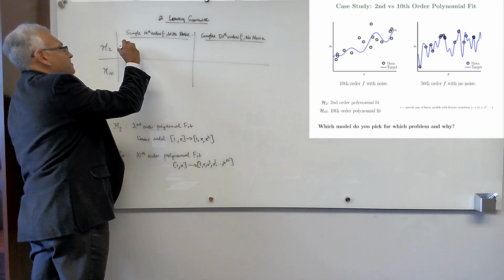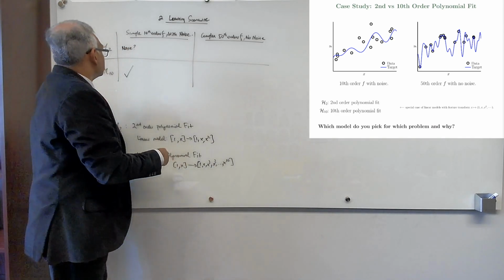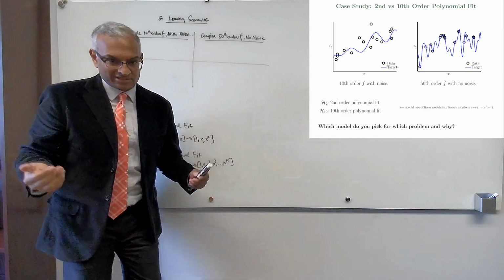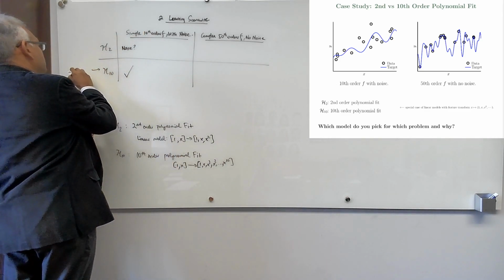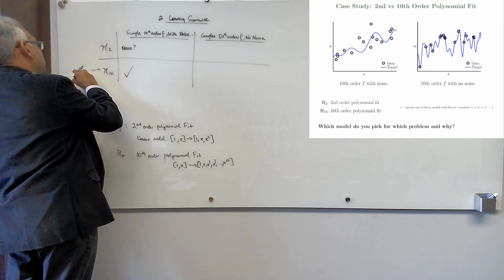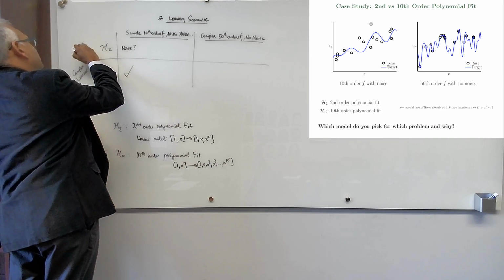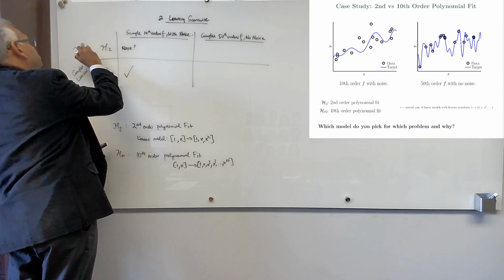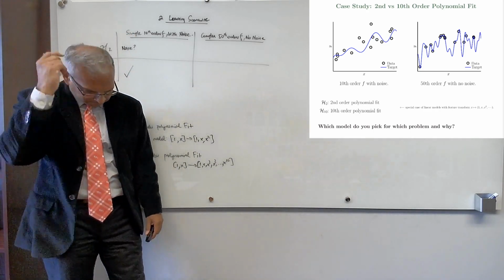So noise might tell us that we might want to not go for the 10th order complex model. You can think of this as the complex learner. This is the simple learner. There's the complex learner, and then there's the simple learner.